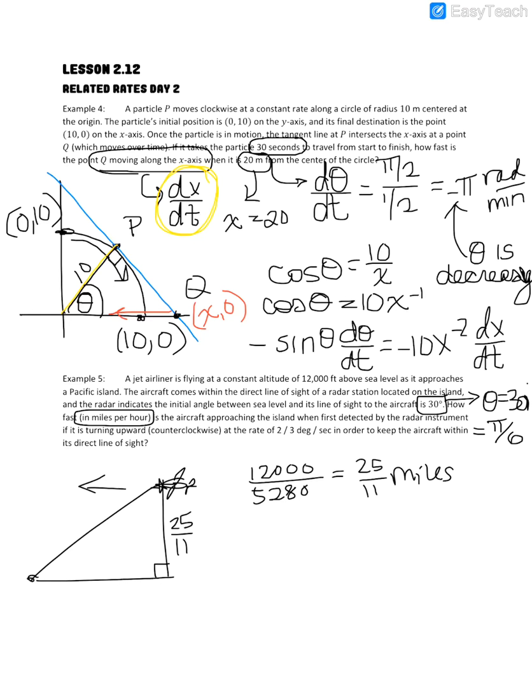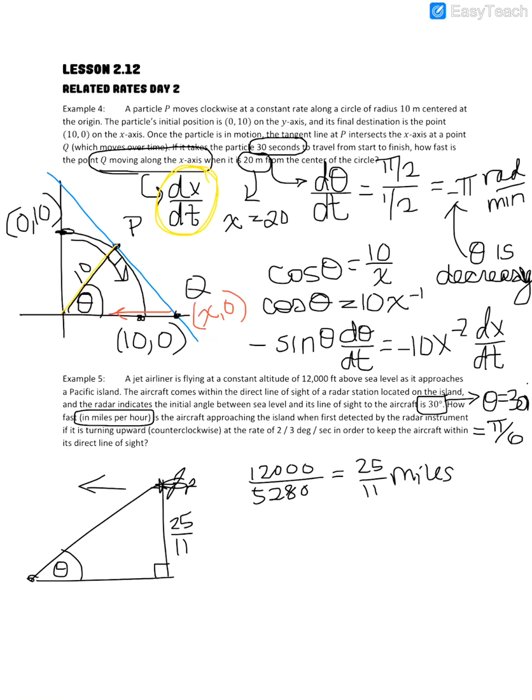I did know that, but if you are not sure, you can always just think, how many times does 30 go into 180? It goes in 6 times, so pi/6 is the radians for that. Okay, this is our theta right here. And remember, we're not going to plug in the pi/6 until the end, because it's the exact moment that they want us to evaluate.